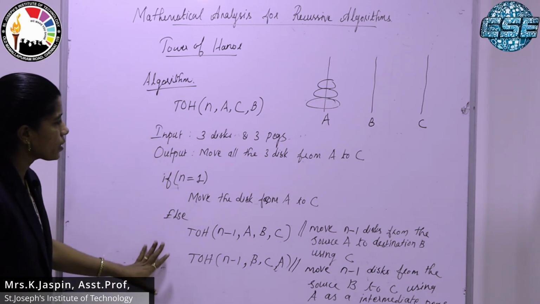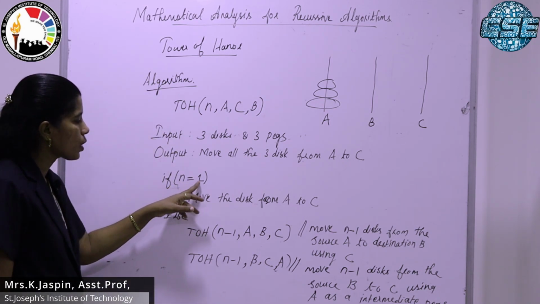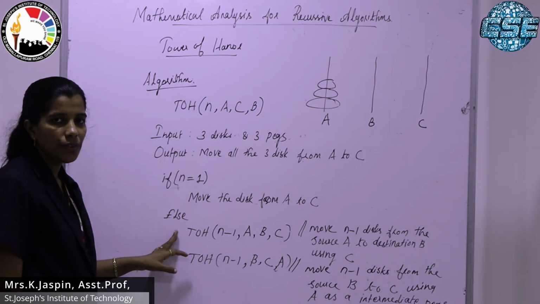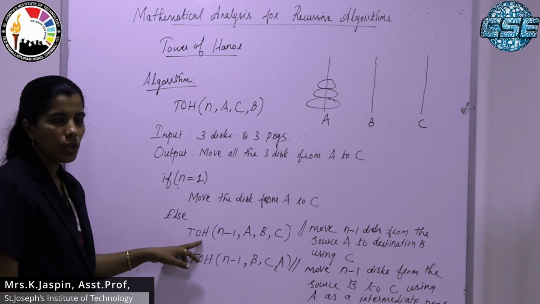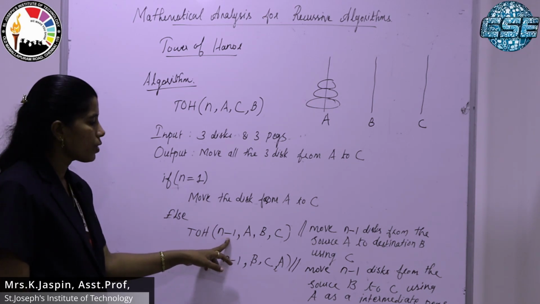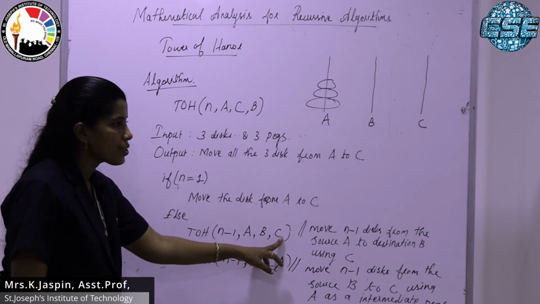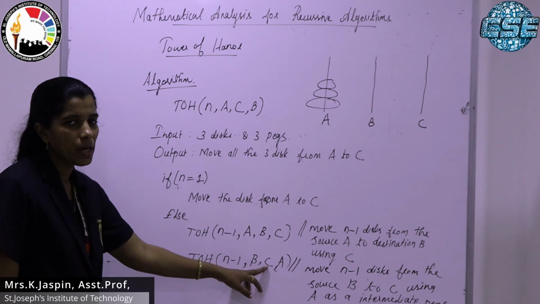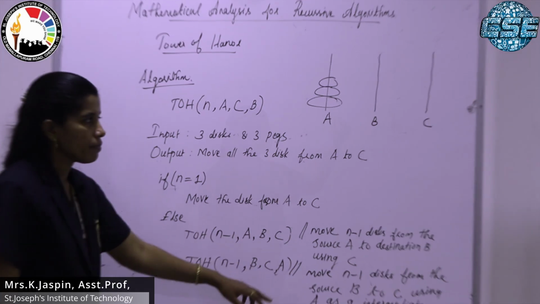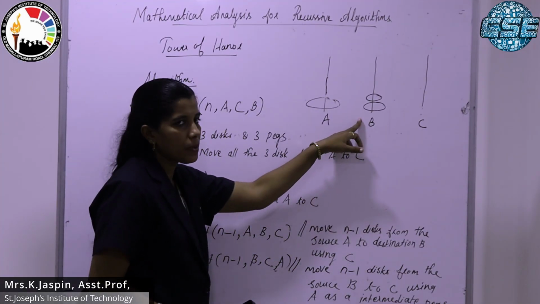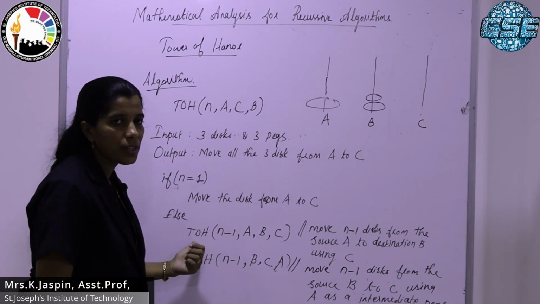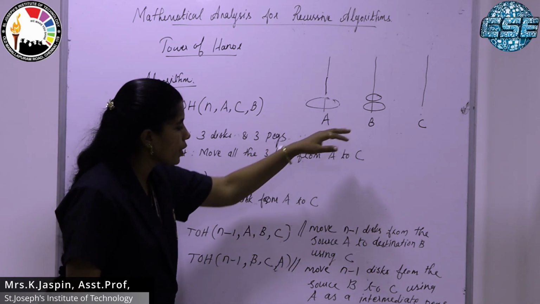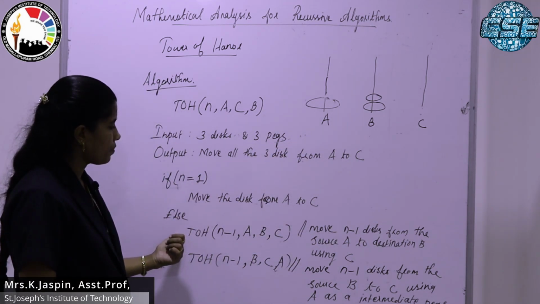So as per this algorithm, if n is equal to 1, we can directly move the disk from A to C, or else we recursively call the Tower of Hanoi problem to move n minus 1 disks initially from A to B by using the intermediate pillar C. After that, I move n minus 1 disks from B to C by using the intermediate pillar A. So this is the first step we have performed by calling the Tower of Hanoi for n minus 1 disks. This is the outcome we get while calling this function recursively.